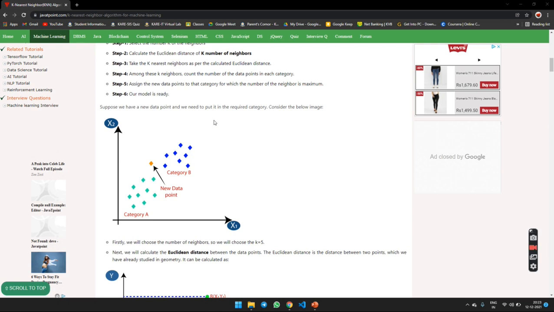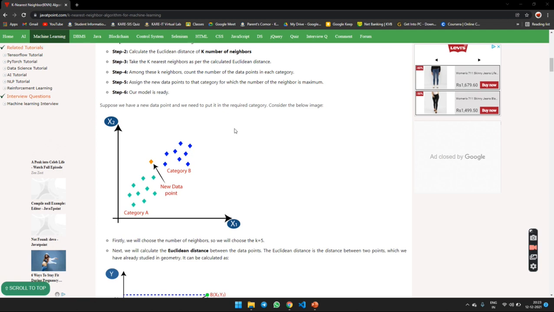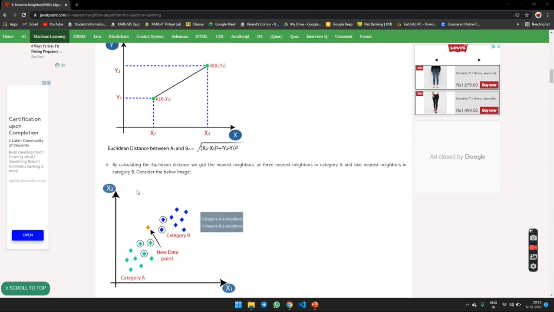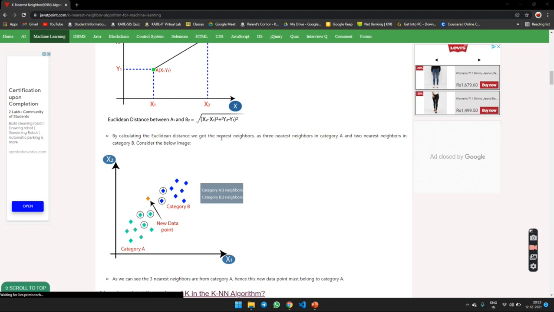Suppose we have a new data point and we need to put it in the required category, considering the image below. Firstly, we will choose the number of neighbors, so we will choose K equal to 5. Next, we will calculate the distance between the data points. We have already studied the distance formula, calculated geometrically. How to find the distance? Basically, we all studied the distance formula between two points. This is the formula for finding the distance between two points.